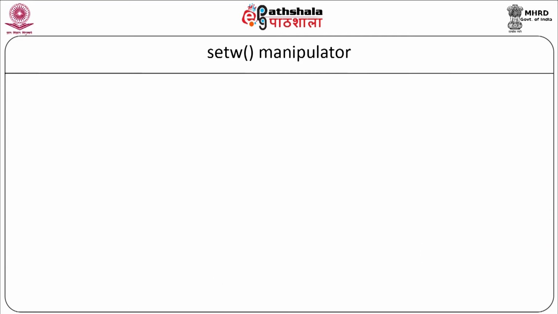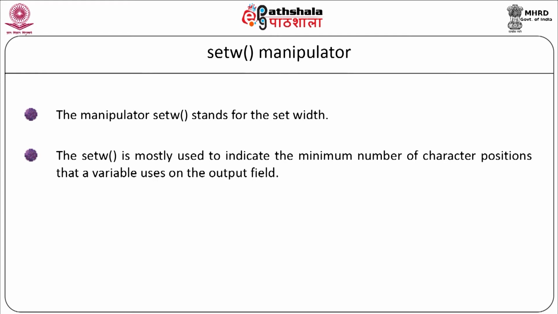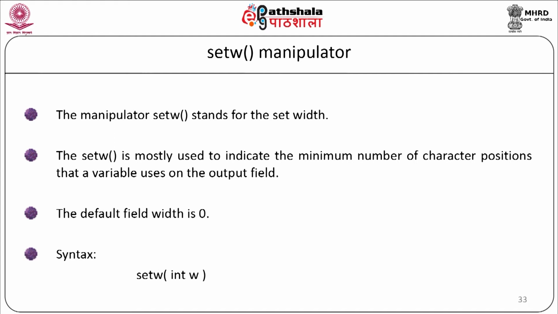The next manipulator is setw. The manipulator setw stands for set width. The setw is mostly used to indicate the minimum number of character positions that a variable uses on the output field. The default field width is 0. The syntax is setw(int w).